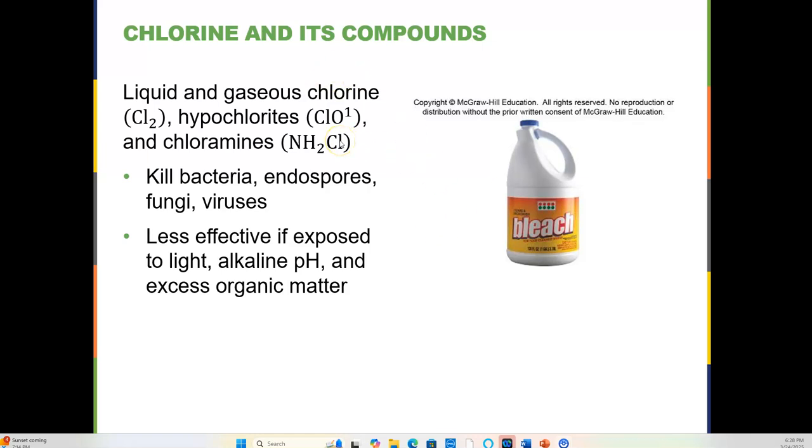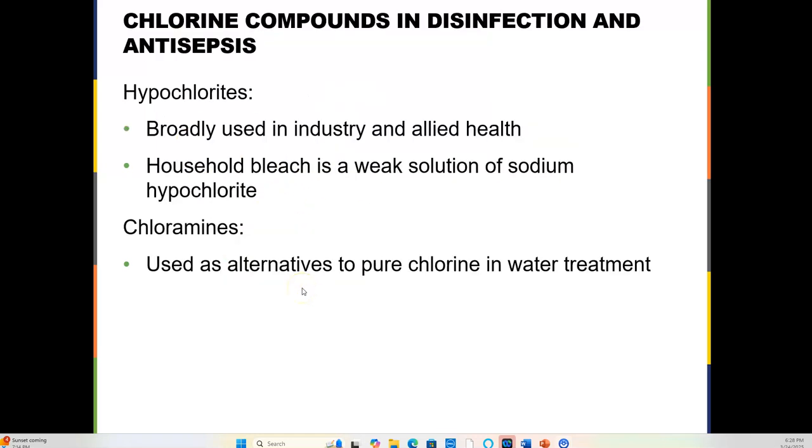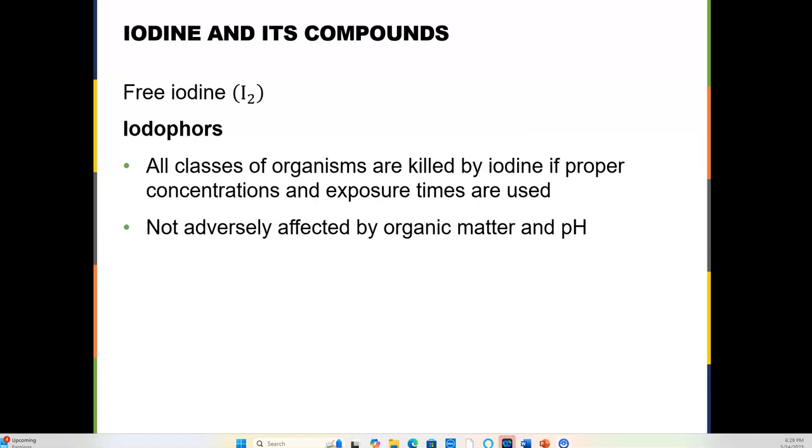Chlorine can be either liquid or gaseous. You can also have hypochlorites or chloramines. These kill bacteria, endospores, fungi, and viruses. They are less effective if exposed to light, an alkaline pH, or excess organic matter. So again, that's what's going to knock that one out. Hypochlorites are broadly used in industry and health. Household bleach is a weak solution of sodium hypochlorite. Chloramines are used as alternatives to pure chlorine in water treatment.